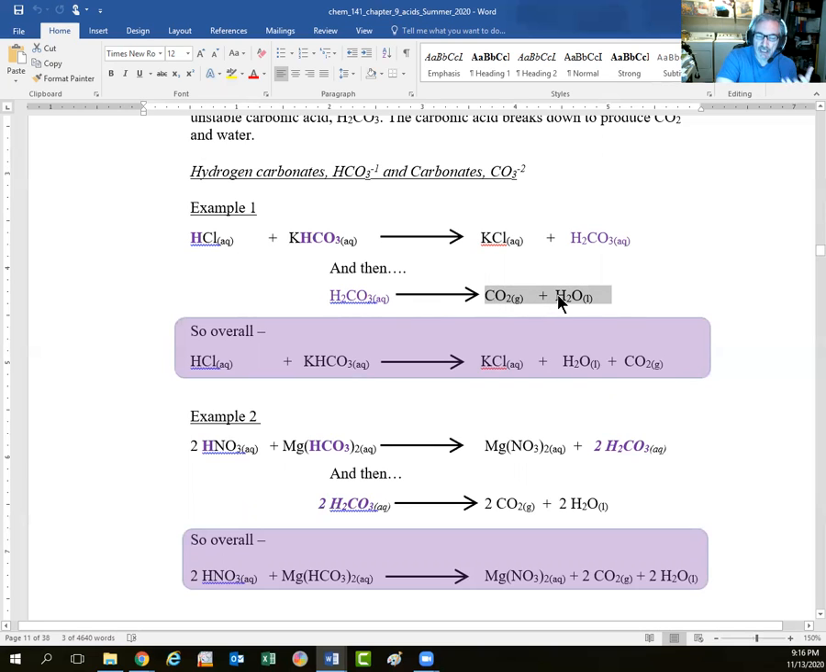The CO2 and H2O produced, the remaining bits, as we saw before, in this case the potassium and the chlorine, come together to produce the last and third product, potassium chloride. So we produce potassium chloride, water, and carbon dioxide.